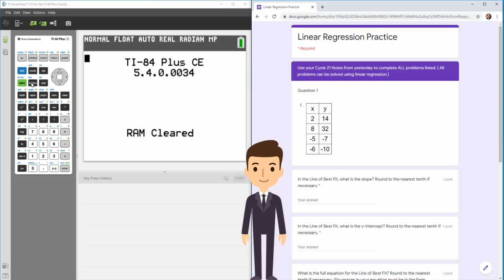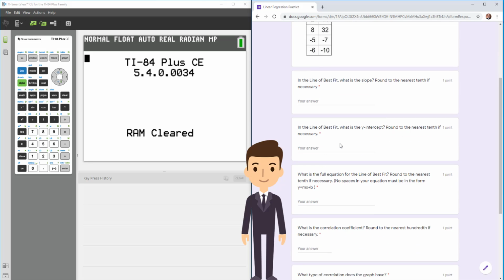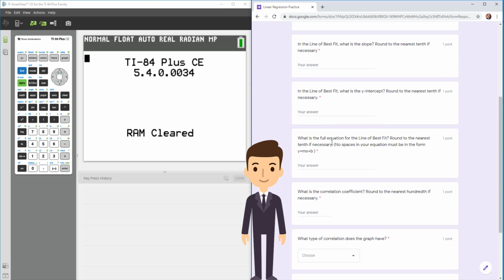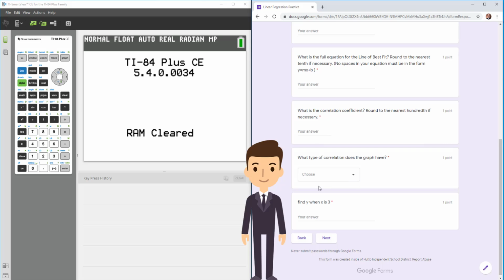Okay. So yeah, this question 1, this is the data they give you, and they said, in the line of best fit, what is the slope? Round to the nearest tenth if necessary. In the line of best fit, what's the y-intercept? Round to the nearest tenth if necessary. What is the full equation for the line of best fit? Round to the nearest tenth if necessary. What is the correlation coefficient? Round to the nearest hundredth if necessary. What type of correlation does the graph have? And find y when x is 3.